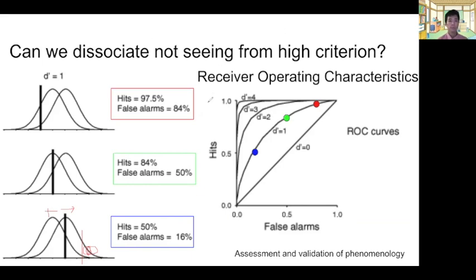And to test whether the patient is actually not seeing the stimulus or adopting a high criterion, what we can do is to change the frequency of the stimulation, of the target presentation. And that's what they did in the second experiment. All right.